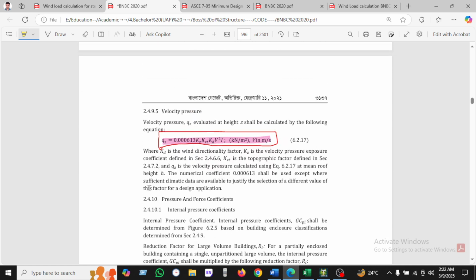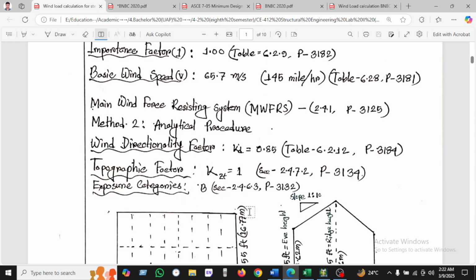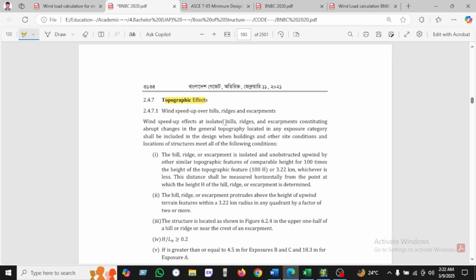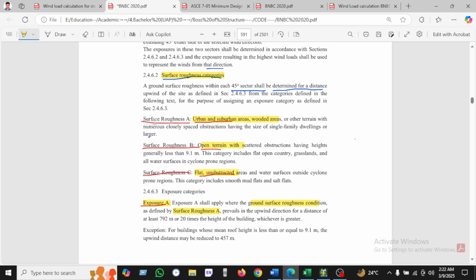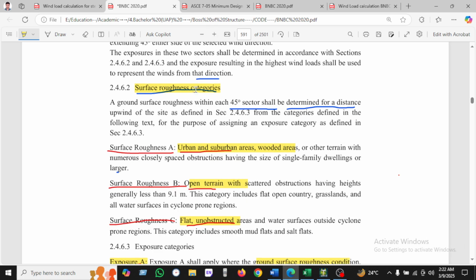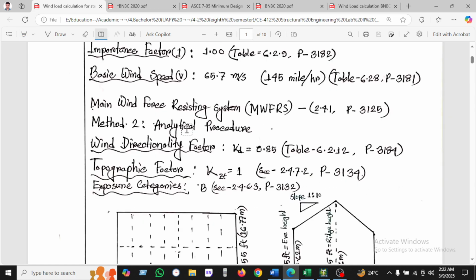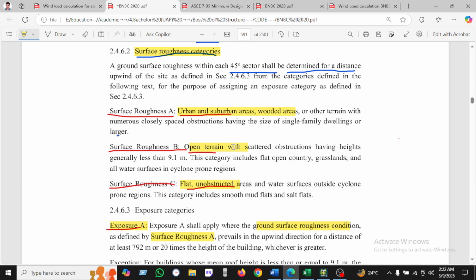Okay, so we use exposure category B as per 3132. So now we'll go to 3132. Okay, this is the exposure category. For surface roughness category, if it is urban and suburban, then it will be surface category A. If the surface is open terrain, that will be surface B, and if it is a flat and unobstructed area or water surface outside the cyclone region, then it will be C. In this case we have selected B because it is open area in our country.